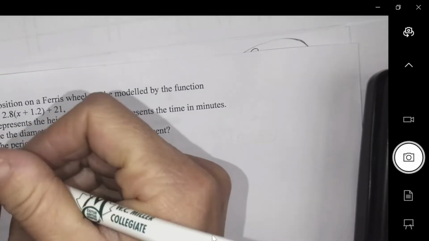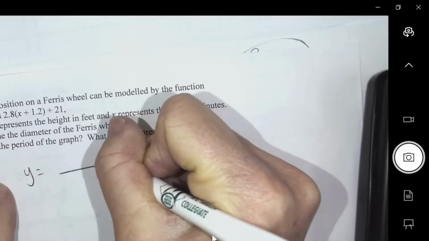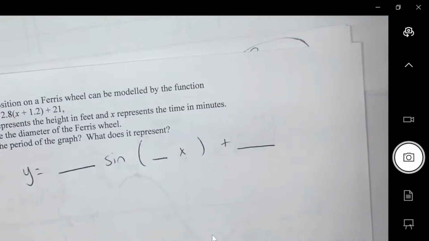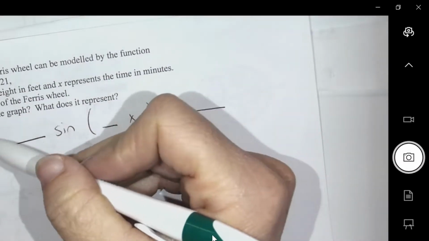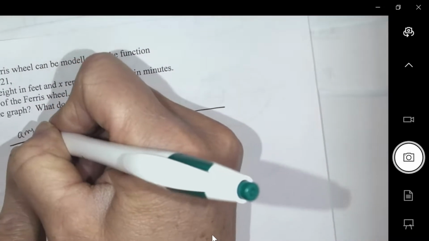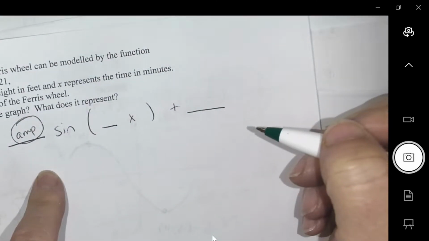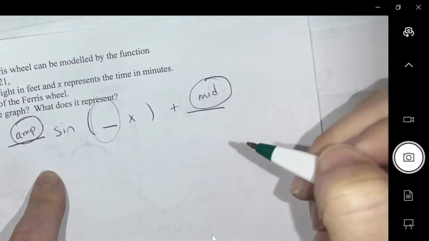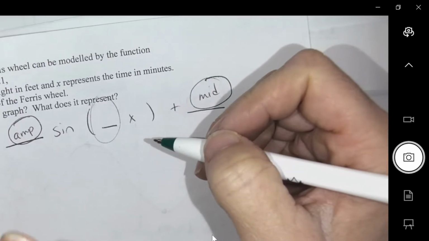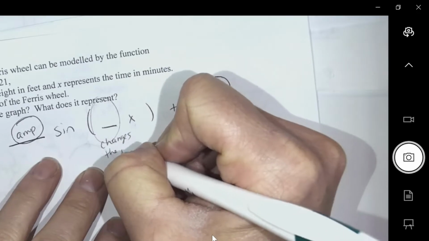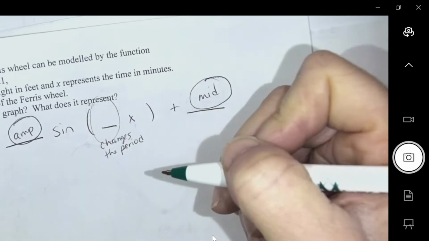Okay, what do we always know about the equation? What do we always say this number in the front talks to us about? You gotta know these ones. The front number talks about the amplitude. What does the back number talk about? The midline. And this number changes the... it's not the period, but it changes the period.